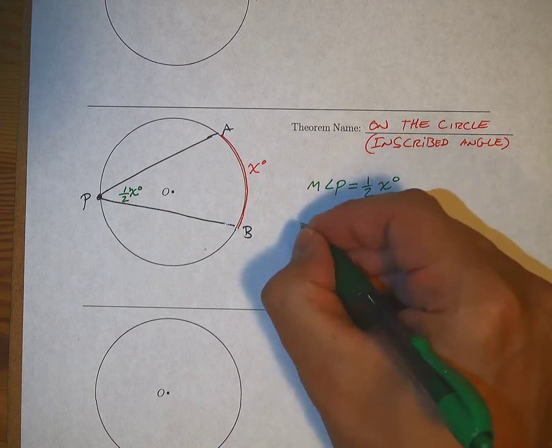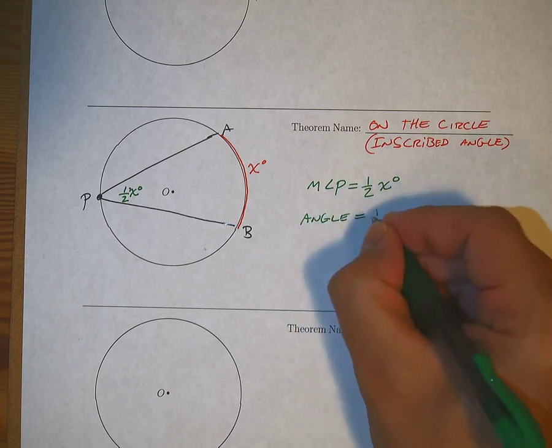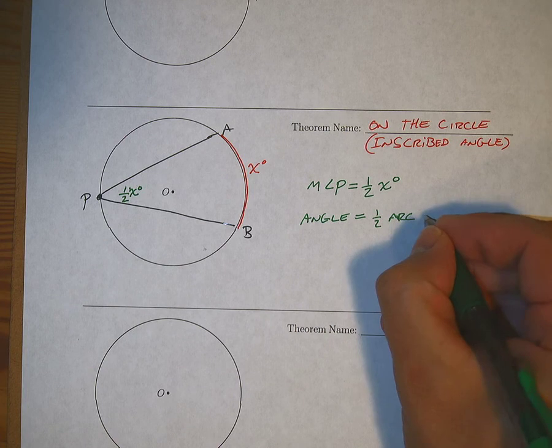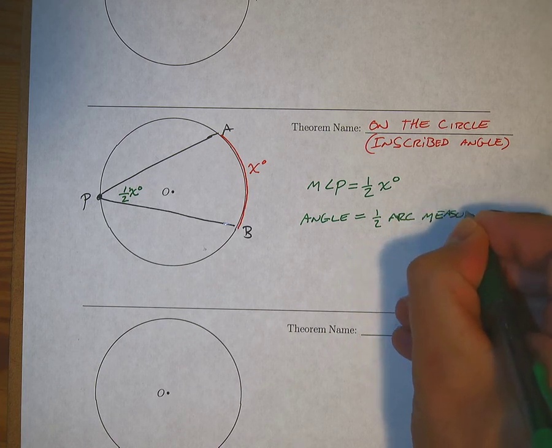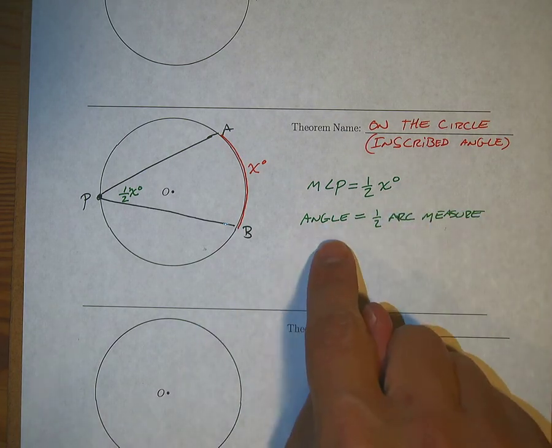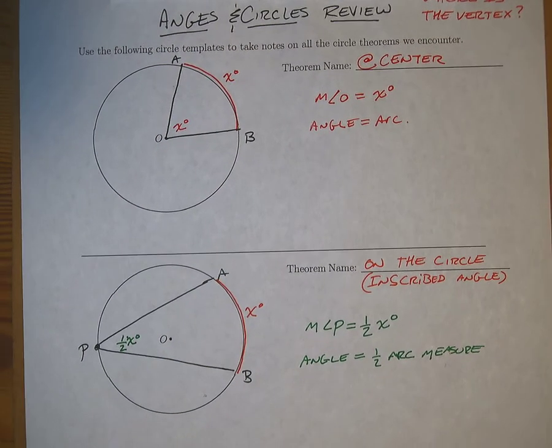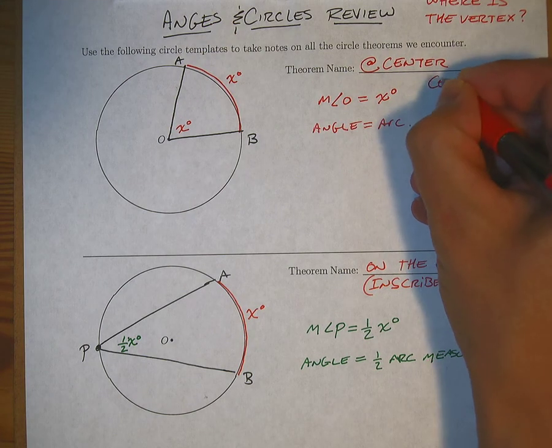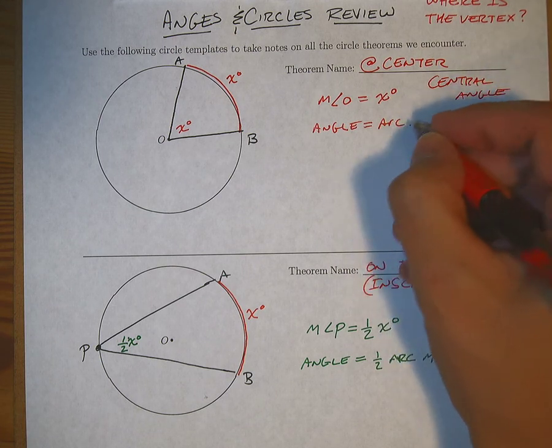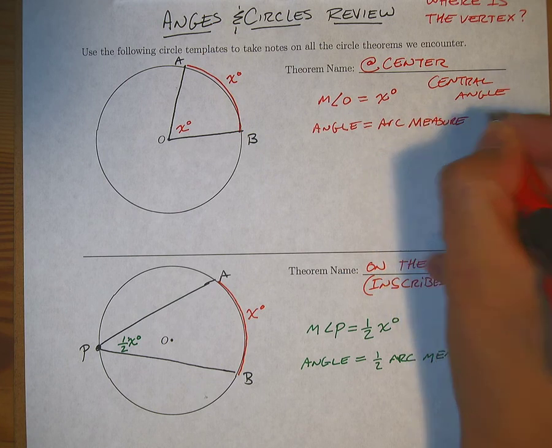In other words, the angle equals 1/2 of the arc measure. Okay, 1/2 of the arc measure. So inscribed angle, angle equals 1/2 of the arc measure. Central angle, vertex at the center. So this is central angle. The angle is equal to the arc measure.